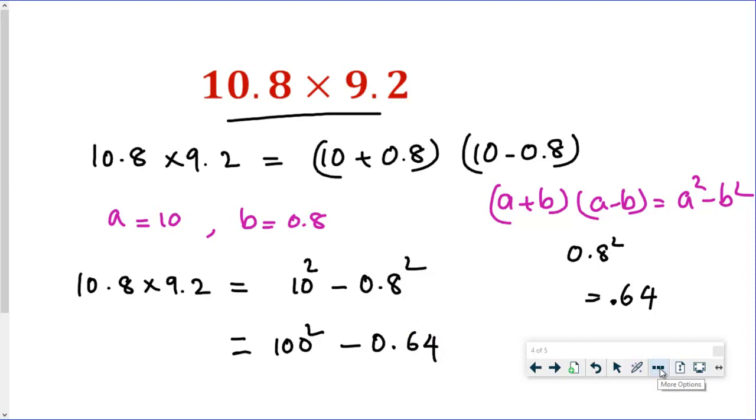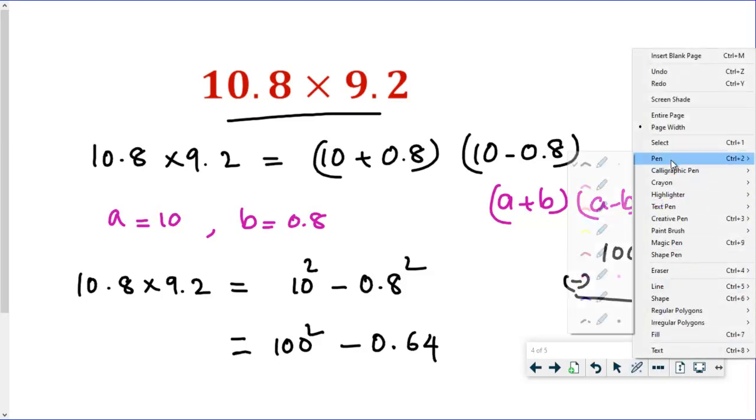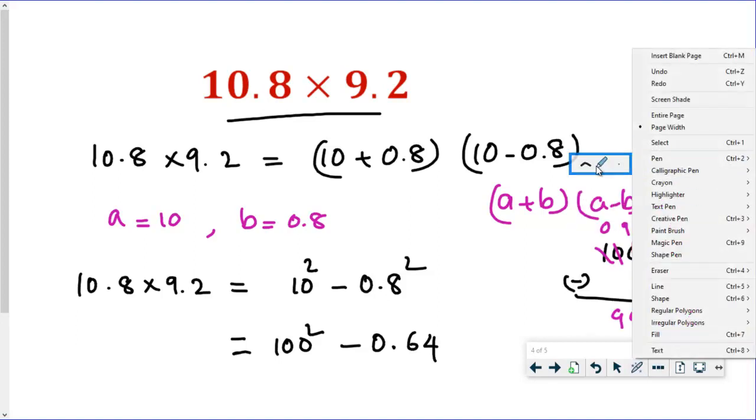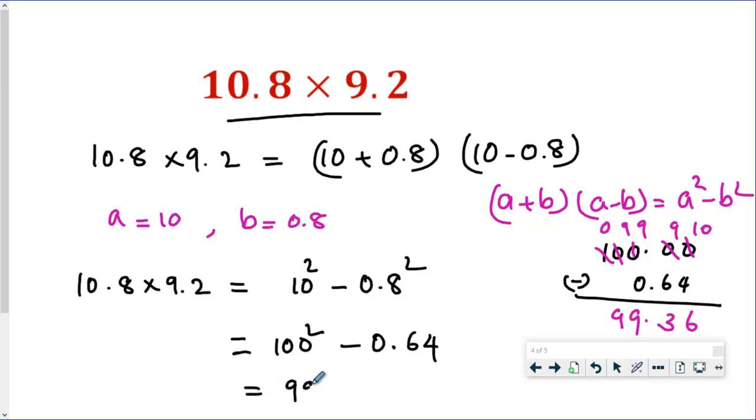Now here we want to subtract: 100 minus 0.64. So here we can add the decimal point. For the subtraction, first you have to subtract 0 minus 4. It is not possible, so you have to borrow. This is 9, this one is also 9, this is 9, this one is 10. Now 10 minus 4 is 6. 9 minus 6 is 3. Here 9, again 9. So our answer is 99 point, that is equal to 99.36.